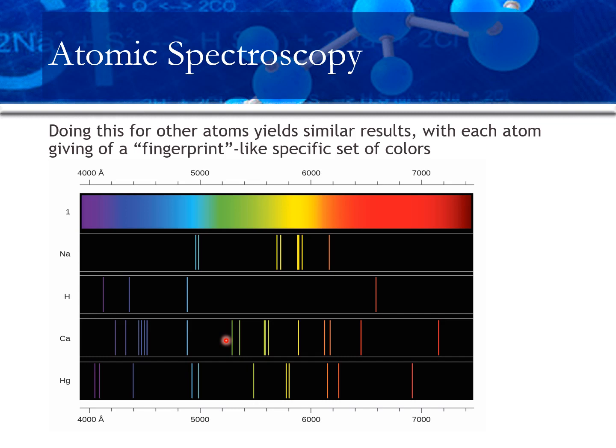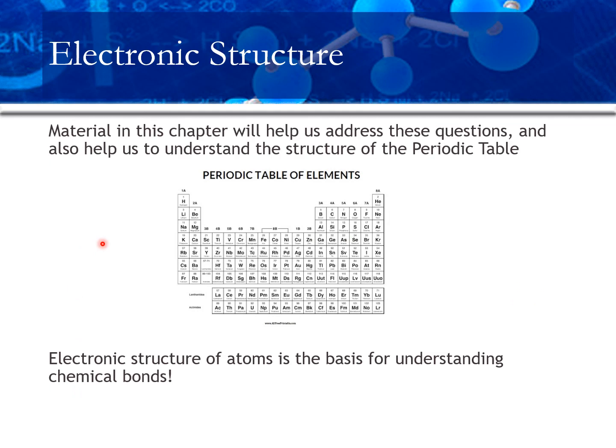It's a very powerful analytical tool, but still the question remains, why? What about hydrogen leads to those 4 bright lines? How can we possibly understand that? That's another of the goals of this chapter. Finally, material in this chapter is going to help us not only address those questions, but will lead to an understanding of the structure of the periodic table itself.